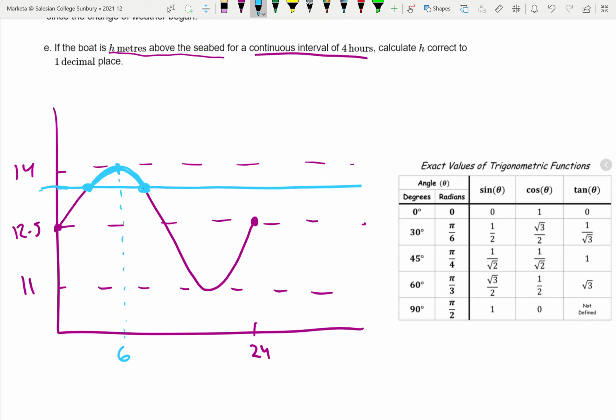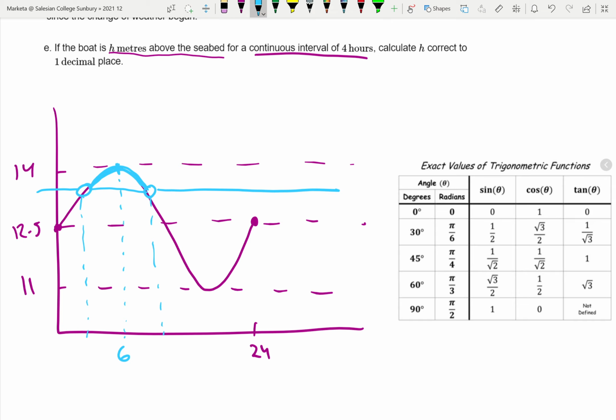And actually I should probably do open circles because it says above, not at least. So we're saying this value here is going to give us the value of h. That's going to be the height of the water above the sea level. So we want to calculate what one of those are and sub it in. So if I go here to here, these give me x values.